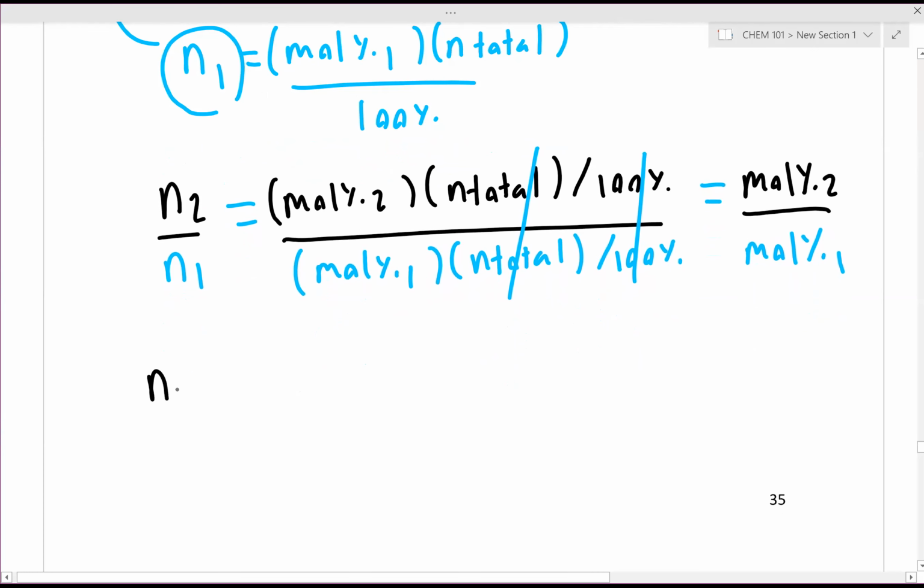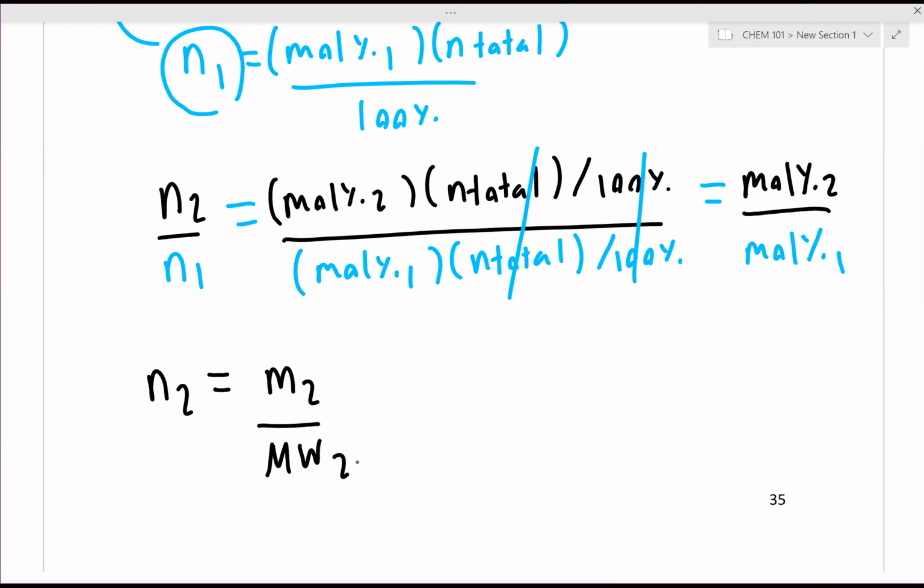So how do we calculate moles? If I wanted to calculate the moles of an element, what would I need? How do I calculate moles given mass, for example? Molar mass, exactly. So the moles of element 2 would be equal to the mass of element 2 over the molar mass of element 2, right? We can get moles from mass really easily, right?